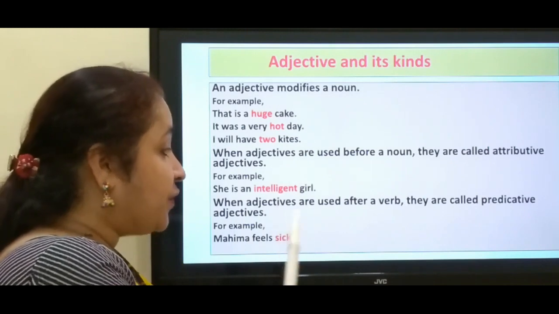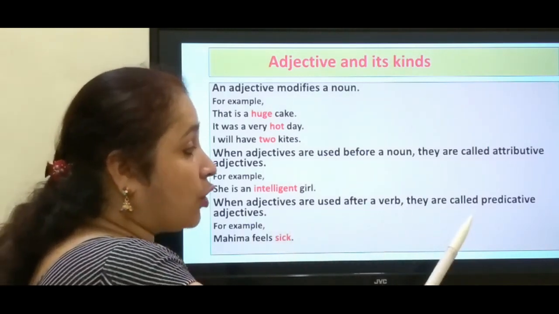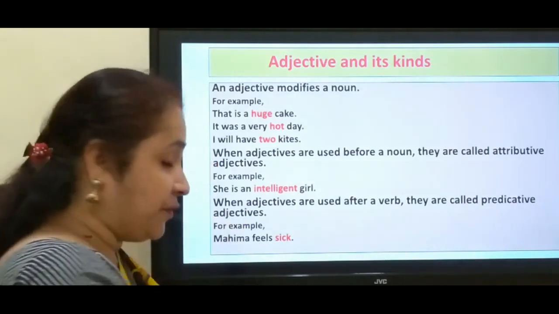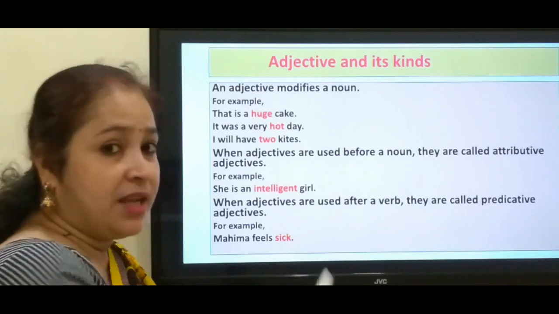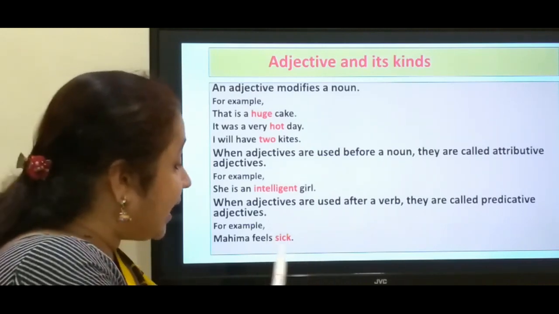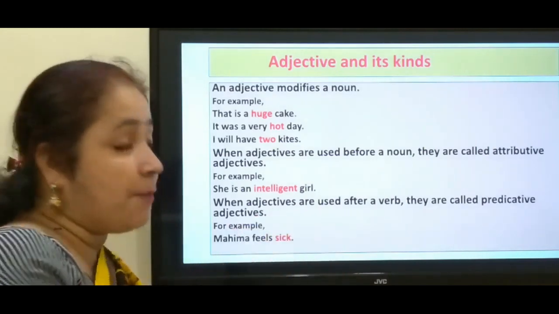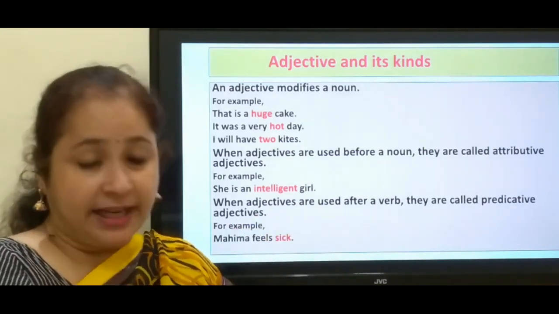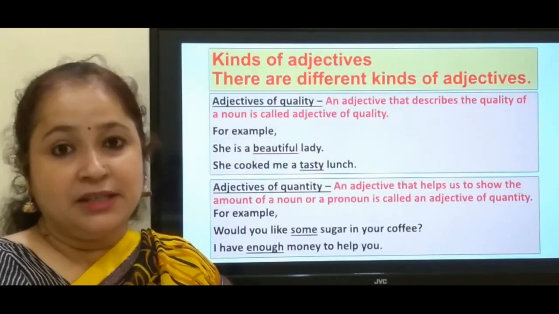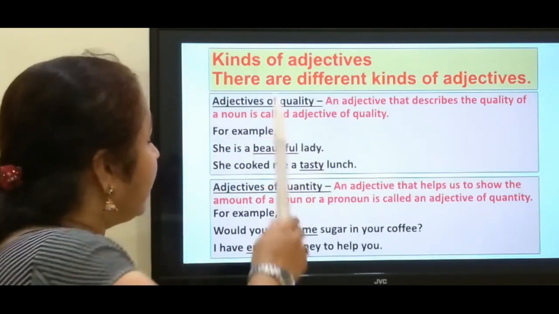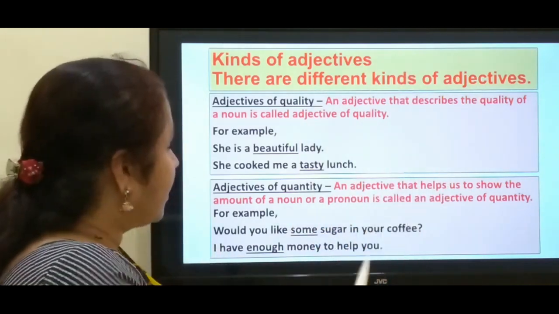When adjectives are used after a verb, they are called predicative adjectives. For example, Mahima feels sick. In this sentence, sick has been used after the verb feels. So, it is an example of predicative adjective. So, let us learn more about kinds of adjective. There are different kinds of adjectives.